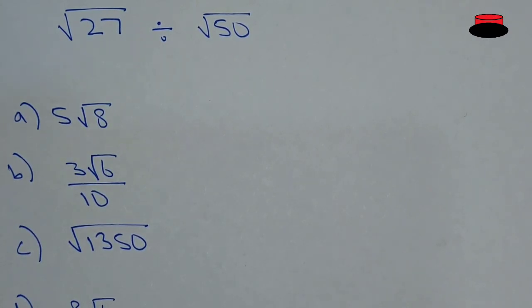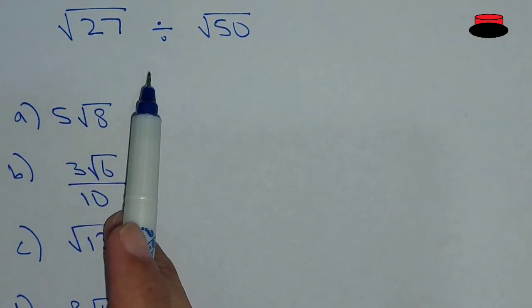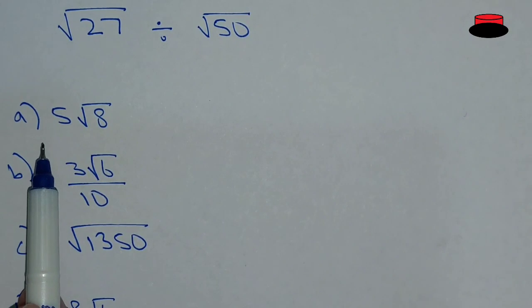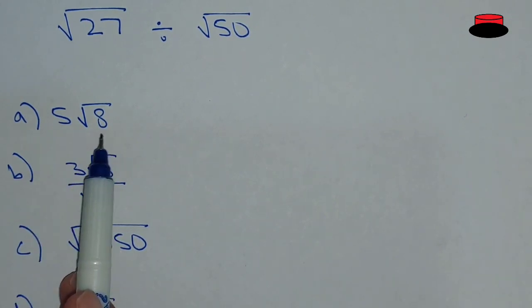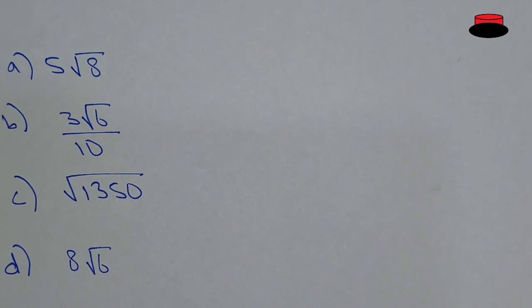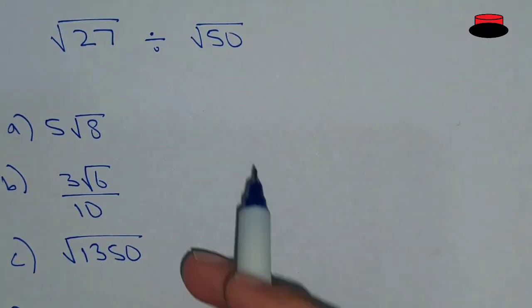In this video, we are given the question √27 divided by √50, and we are given four options: 5√8, 3√6 divided by 10, √1350, and the last option is 8√6.